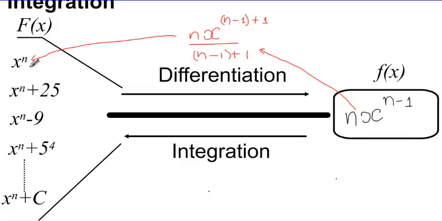But that's not a good choice. Because you want a good choice which will represent this one which has plus 0 here, and this one which has plus 25, this one which has plus minus 9, this one which has 5 to the power 4, and many other things in between. Then instead of picking that, we say the integral of that will be that.